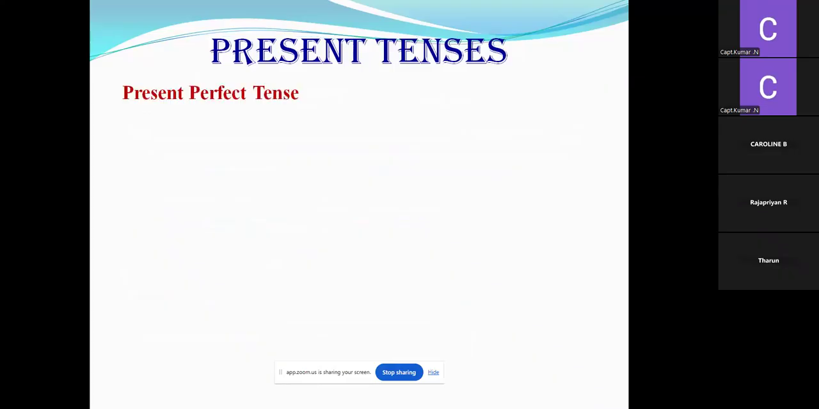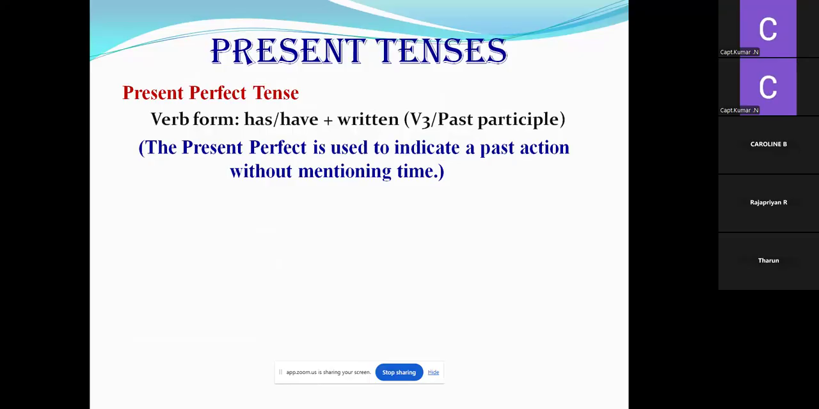Next is present perfect tense. The verb form for perfect tense is has written or have written. Written is the past participle. Some schools teach us V1, V2, V3: present, past, and past participle. So it is an irregular verb, it is written. If it is a regular verb, it is worked or played.